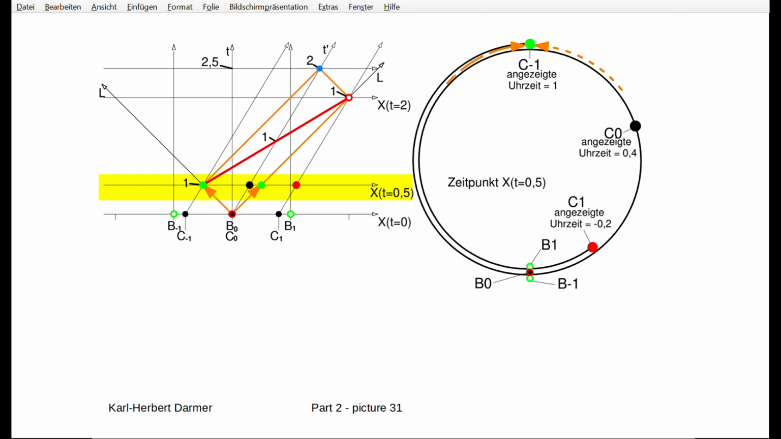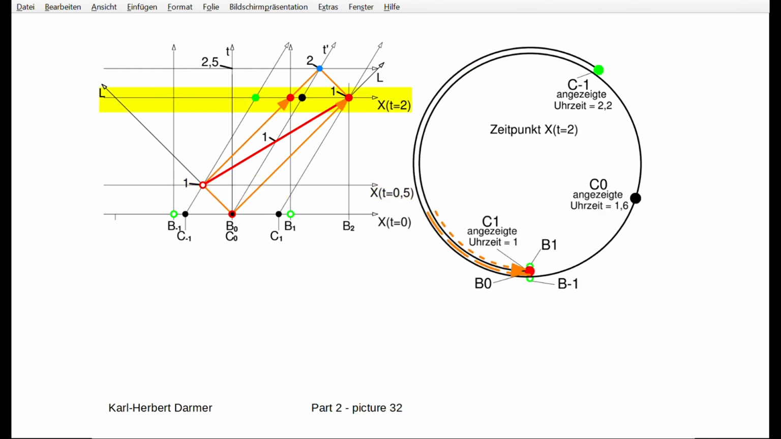The clock of C-1 shows the time of 1 for this event. From the point of view of the B system, the clock of C0 shows the time 0.4 and the clock of C1 the time of minus 0.2 at the same time. After the B clocks have ticked for another 1.5 seconds, or the C clocks for 1.2 seconds, the C train has moved up to here. Since the last position, this corresponds to 0.9 light seconds, or a rotation of 324 degrees. The clock of C1 shows the time of 1 for this event. From the point of view of the B system, the clock of C0 shows the time 1.6 and the clock of C-1 the time 2.2 at the same time.